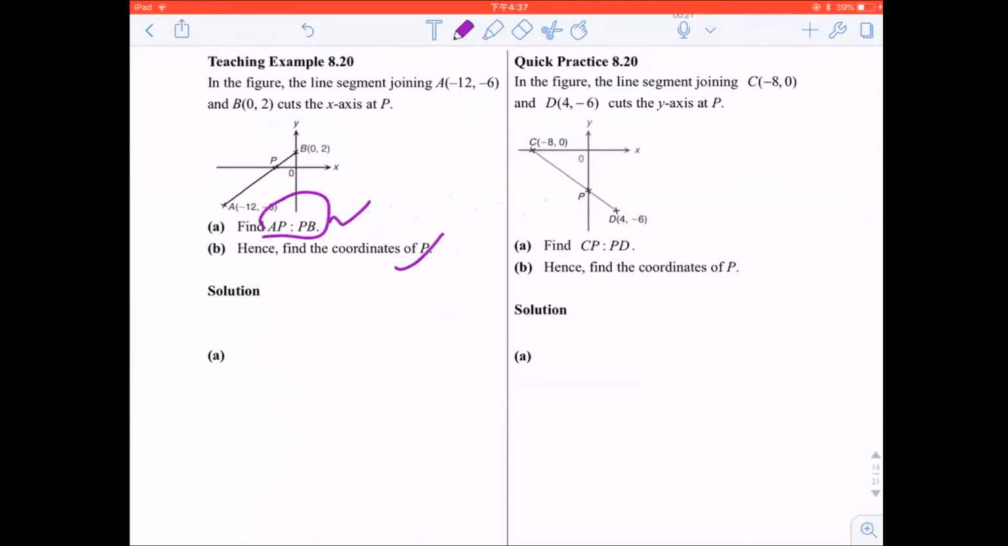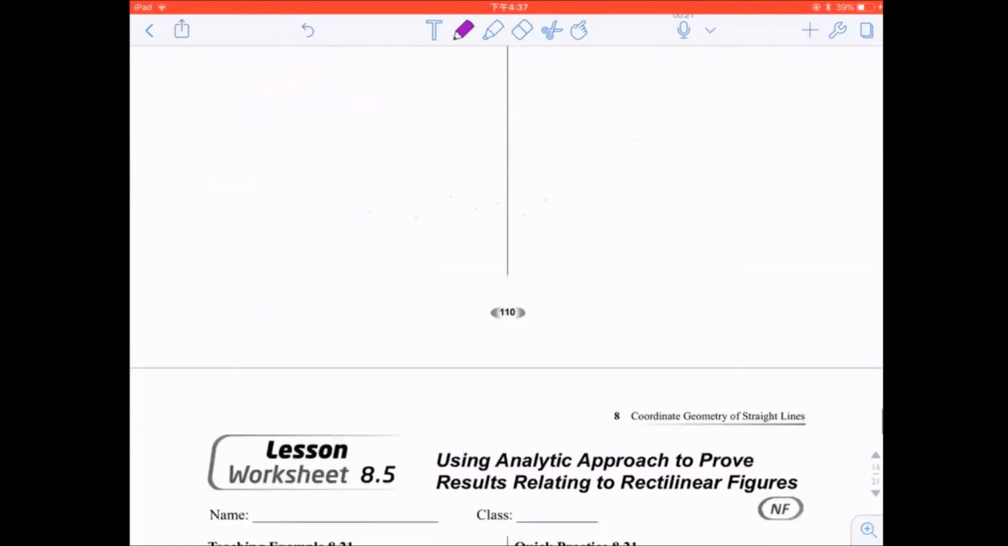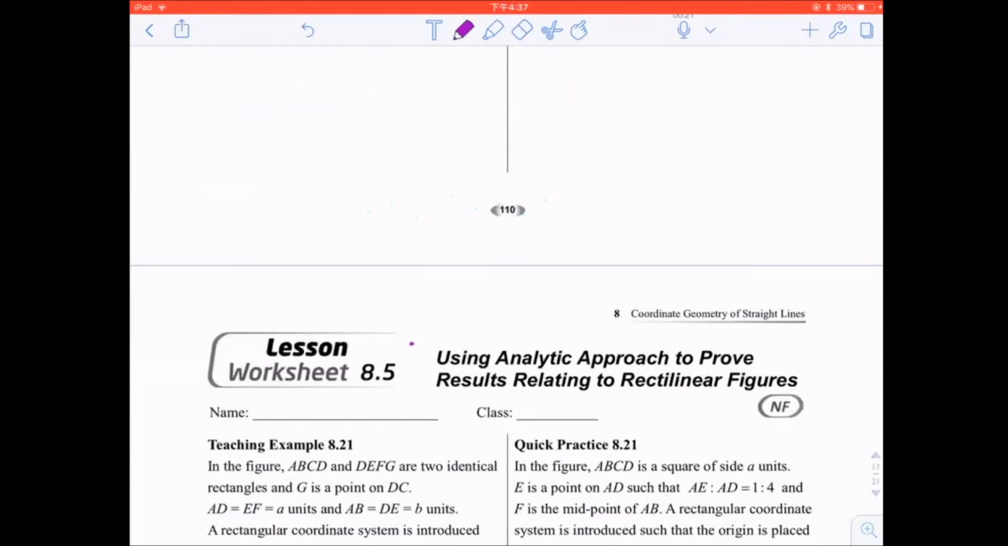So here I would like to also discuss some particular skills. The last portion will be the so-called analytic approach. What is an analytic approach? We'll make use of the skill of coordinates to discuss the general properties of some particular things that you use to discuss in geometry.